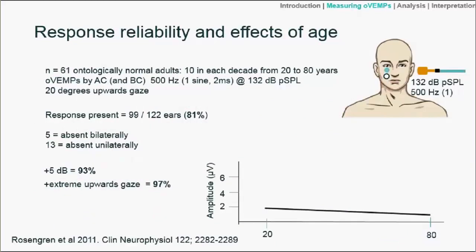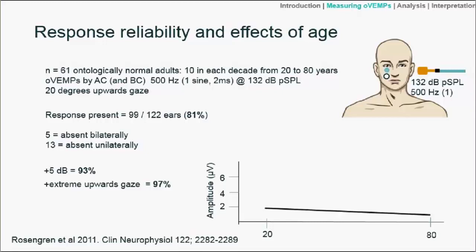A common question is the response reliability of the oVEMPs, and particularly in the older age groups. But I'll just draw your attention to this interesting study published a number of years ago, which shows 10 adults in every decade from between 20 and 80 years old, and they used a number of stimuli, clicks, and I'm just showing here 500 Hertz tones, and they also presented signals by both AC and BC.